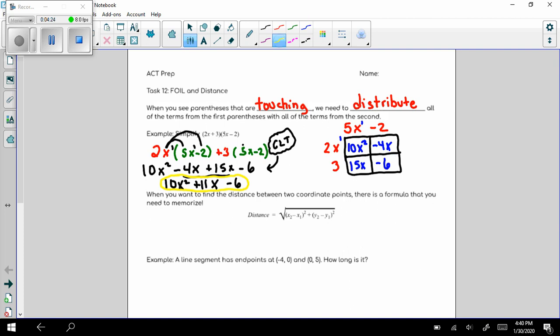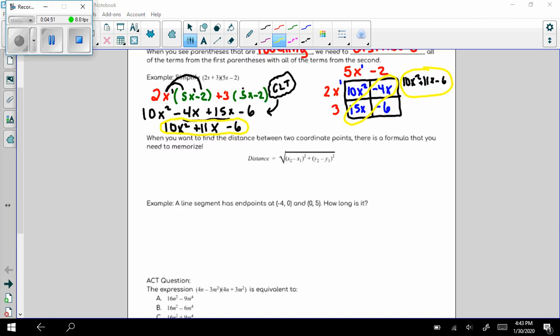The way this box method works is these guys will go together. They are alike. So our final answer will be 10x squared, and we're going to do 15 minus 4x, which is 11x. And then our last term is minus 6. So notice two different ways to get the exact same answer.